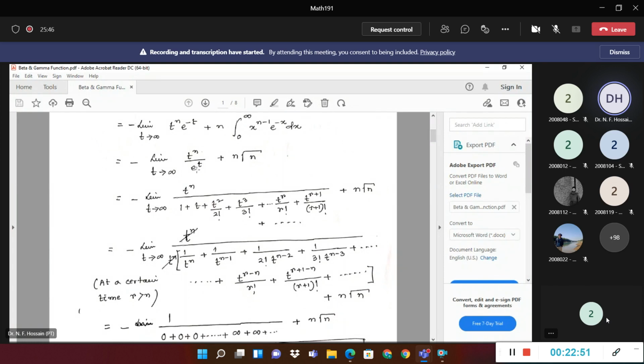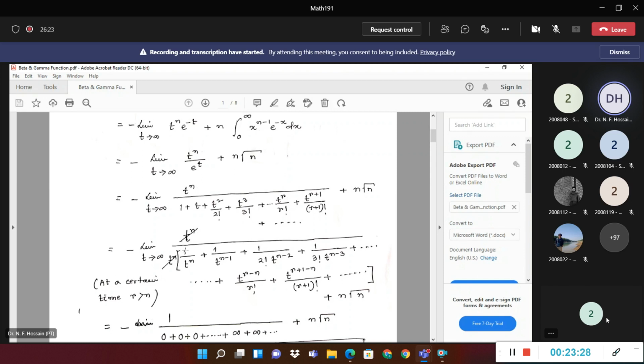You just write down the expansion for e to the power t: 1 plus t plus t squared by factorial 2 plus t cubed by factorial 3 up to infinity. In some term, it may be t to the power r, and this r may be greater than n. In a certain term, this power of t must be greater than n, because this series is an infinite series and n is any positive number. So there must be a number r which should be greater than n.